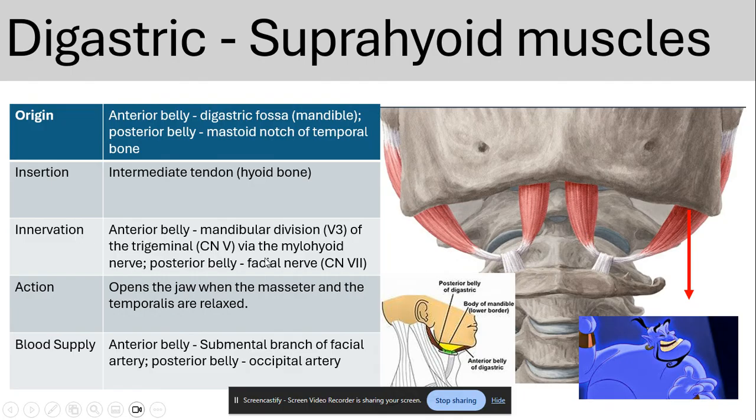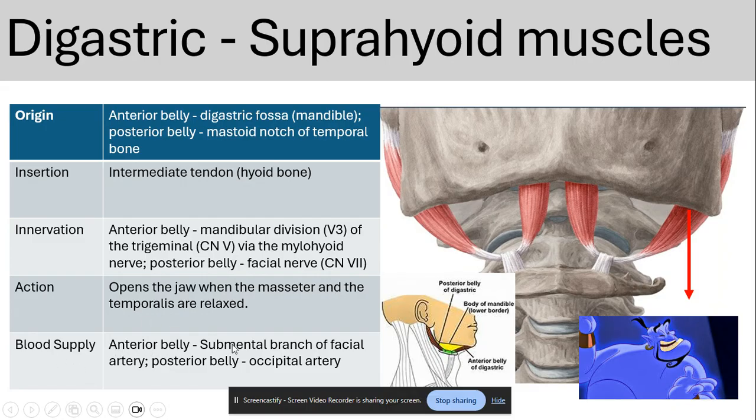Innervation: the anterior belly is the mandibular division V3 of the trigeminal, CN5, via the mylohyoid nerve. The posterior belly is the facial nerve, right? So we have two innervations, one is CN5 and one is CN7. So one's the facial nerve and one's the trigeminal nerve, right? What's the action? Opens the jaw when the masseter and the temporalis are relaxed.